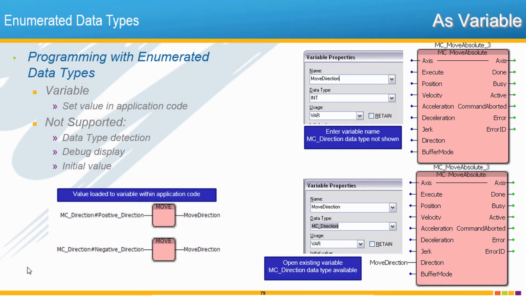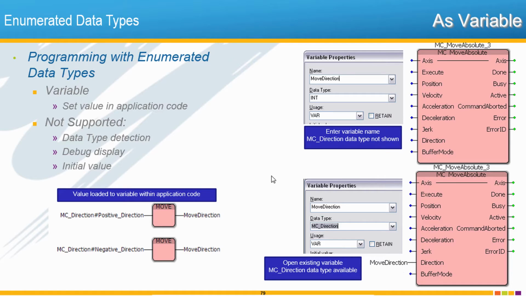Enumerated data types can also be used as a variable. And for example, here I've got one called move direction with the data type MC direction. And then you can set that variable in your code. Here I'm using a move function to move that positive or negative direction into this move direction variable. And that way you can change the value of the direction live as the program operates.